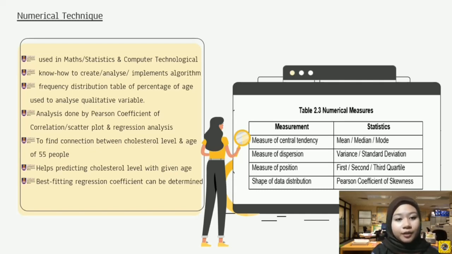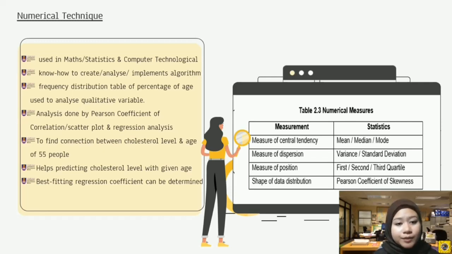Table 2.3 above shows multiple numerical measures that are used in the study. This includes the measure of central tendency, measures of dispersion, measures of position and shape of the data distribution. Measures of central tendency, which consist of mean, median, and mode, are summary measures that describe the whole set of data with a single value that represents the middle or the center of the data distribution.